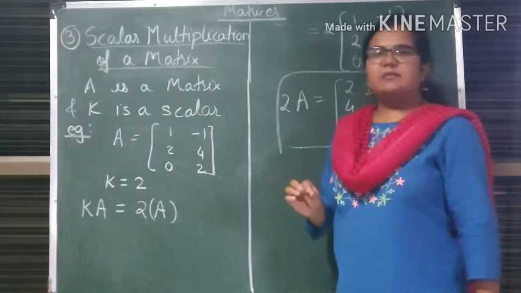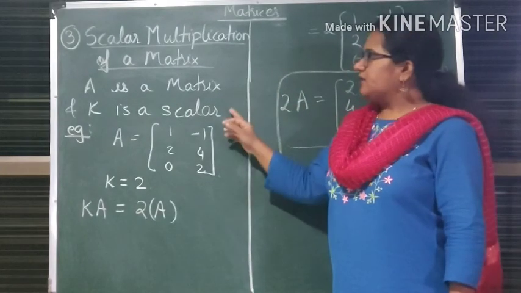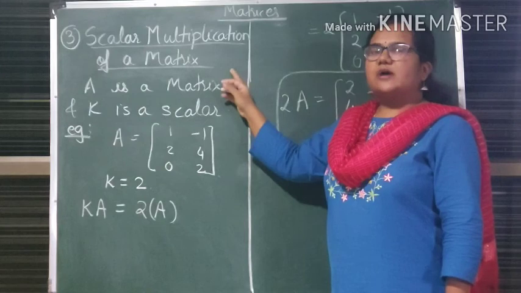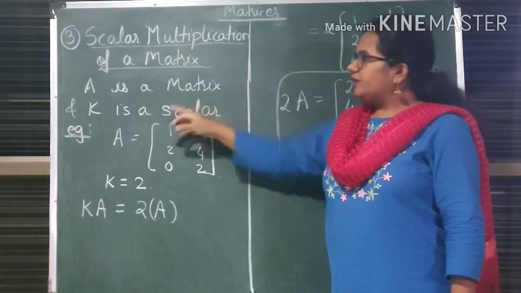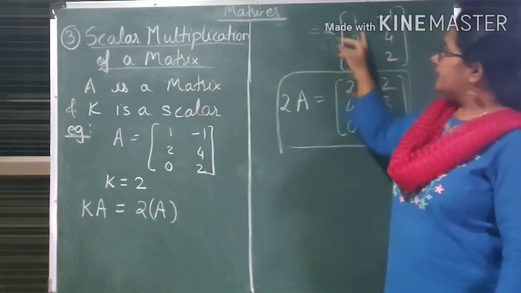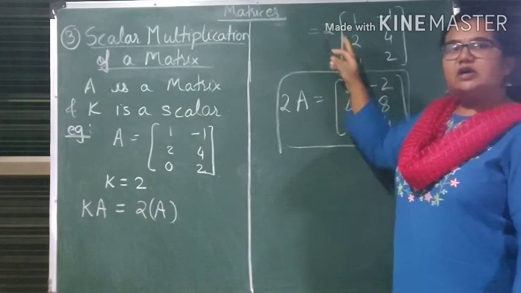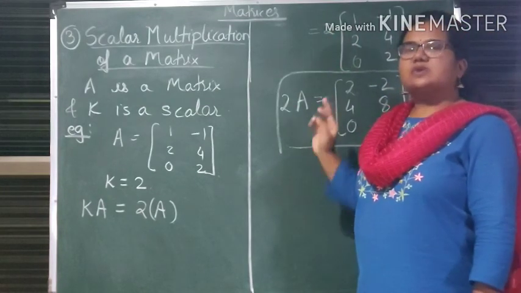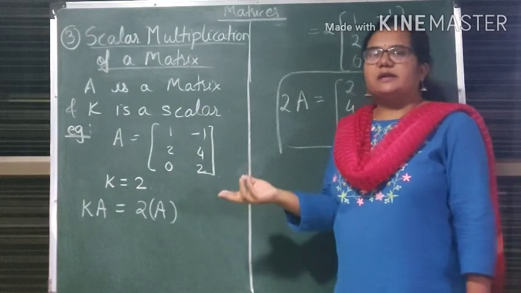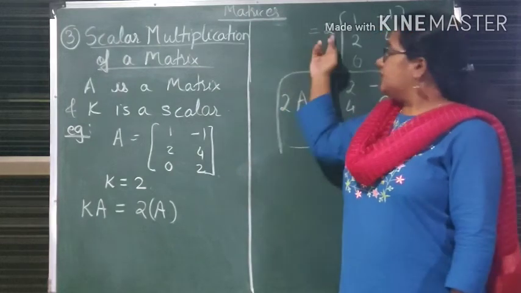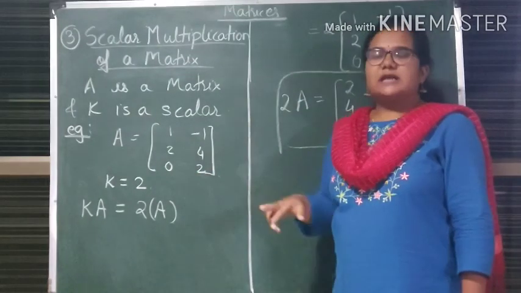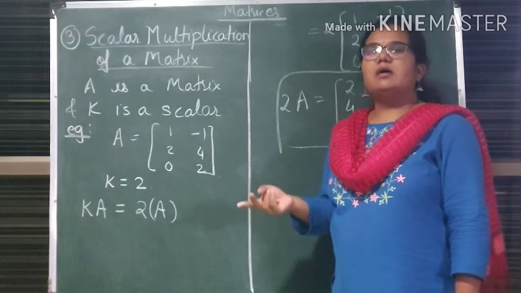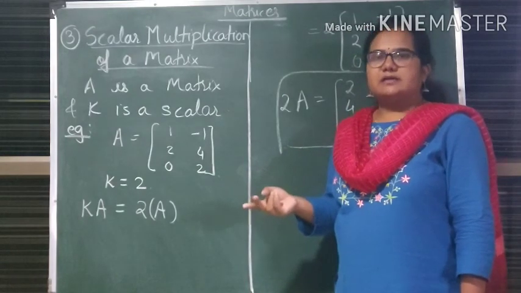Understood what is scalar multiplication of a matrix? You have a non-zero scalar and you have a matrix. When you multiply each element of matrix A by that scalar, you are going to get a new matrix that is called the scalar multiple of matrix A. This scalar K can be negative or it can be positive. It should be a non-zero scalar. Clear?